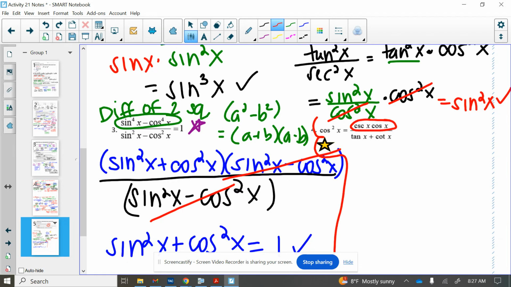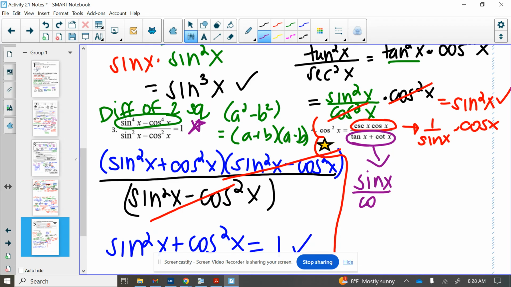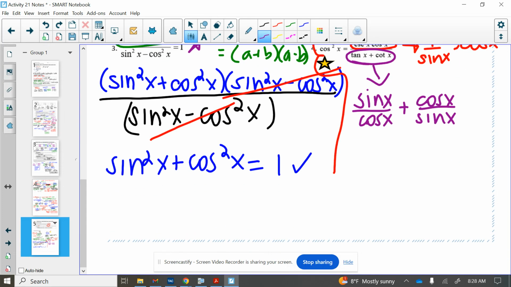If I have cosecant times cosine, I know cosecant is 1 over sine, and then that times that cosine. So that's my numerator. My denominator, on the other hand, I can simplify here. Tangent is sine over cosine. Cotangent is cosine over sine. And if we want these two to be able to be added together, we would need a common denominator. In this case, our common denominator could be cosine times sine.